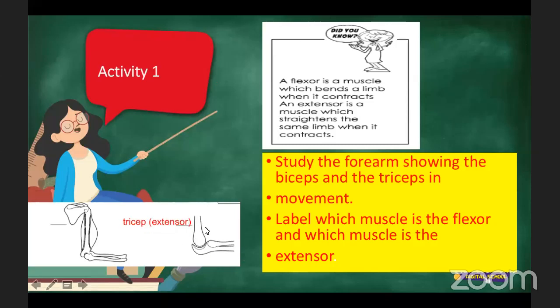Okay, and so this right hand picture is an extender, which means this will be our elbow. It can extend, it can contract, it can extend, it can contract. It's a picture of a tricep. Then this one will be a picture of a bicep, which is a flexor. Flex.